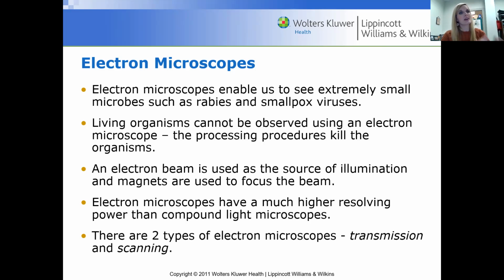Remember earlier we said that microorganisms smaller than the wavelength of visible light are not going to be able to be seen on a compound microscope. So here's where the electron microscopes will come in. Your very, very small viruses, such as rabies and smallpox, those are really tiny viruses. They're going to be able to be seen here.